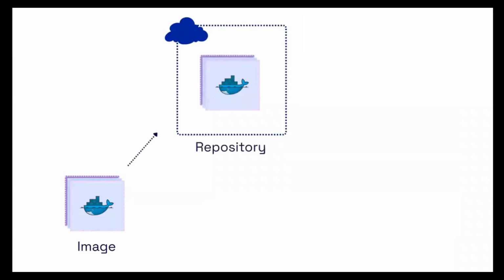Some key Docker terms include images, image repositories, and containers. A Docker image is like a blueprint of the application, which includes all the dependencies. We store Docker images in a repository, similar to how we store source code on a remote repository like GitHub.